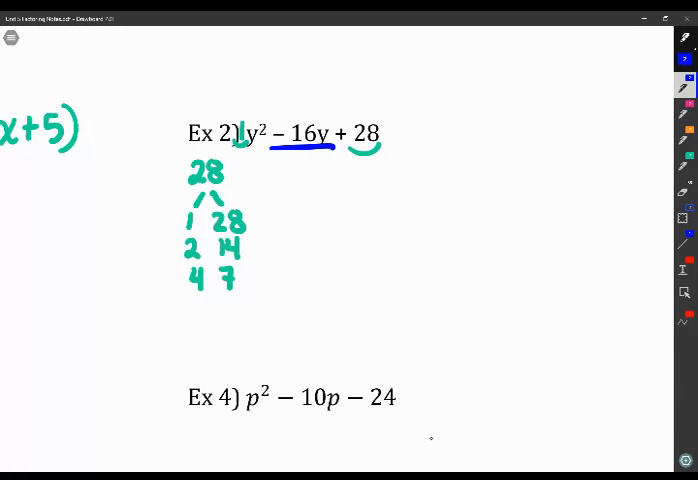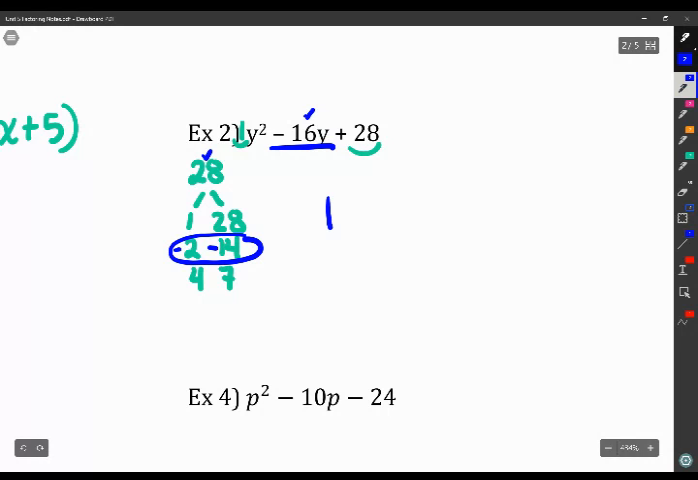2 plus 14 is 16, that does work. 14 minus 2 is 12, doesn't work. 4 and 7 is 11, 7 minus 4 is 3, so that doesn't work. So 2 and 14 is our best bet, and we need it to be a negative 16. So in order to get a negative 16 with 2 and 14, both of these have to be negative. So negative 2 plus negative 14 gives you negative 16, so that checks out. And then negative 2 times negative 14 is positive 28, so that checks out.